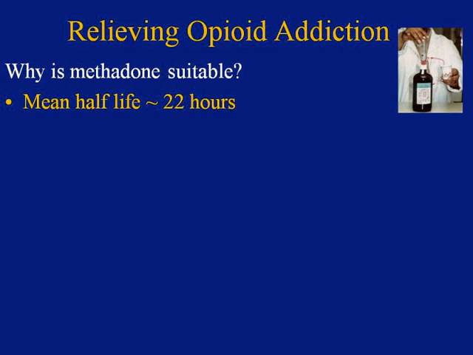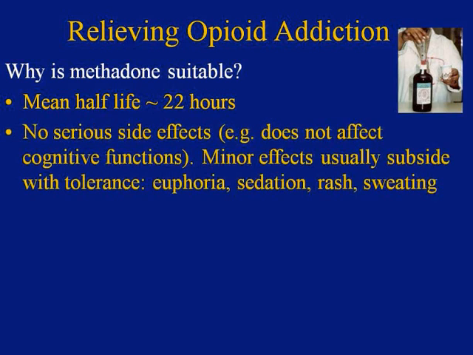The second feature of methadone is that it does not have serious side effects like effects on the cognitive functions. Its side effects are mainly minor, such as euphoria, sedation, rash, and these can reduce with tolerance. So if the patient can get tolerance to euphoria, how does that make methadone a suitable drug?